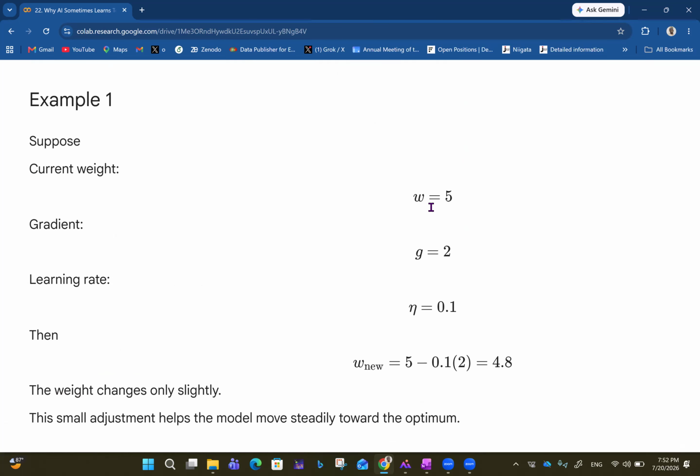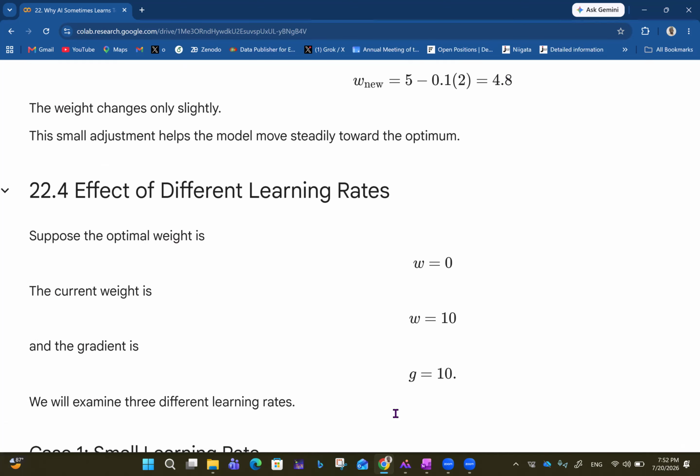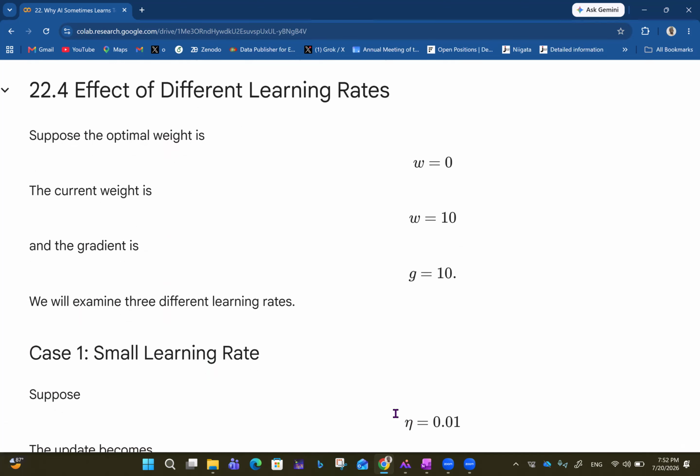Say the current weight is W equals 5, the gradient is 2, and the learning rate is 0.1. The new W will simply be 5 minus the learning rate times the gradient, that is 5 minus 0.2, which is 4.8. So the weight changes only slightly from 5 to 4.8. This small adjustment helps the model move steadily toward the optimum. Then we talk about the effect of different learning rates.